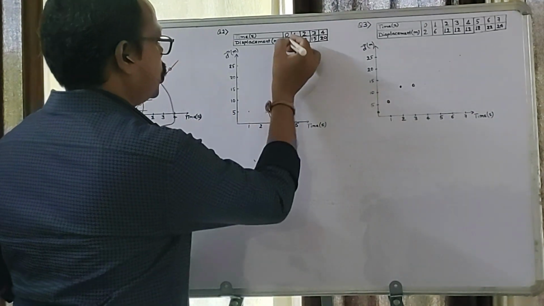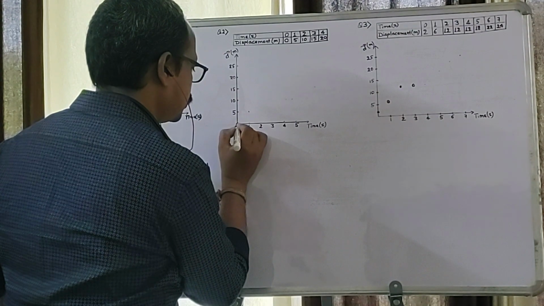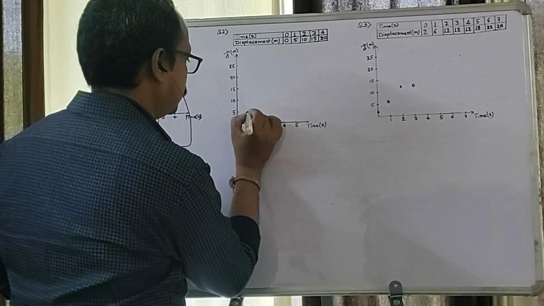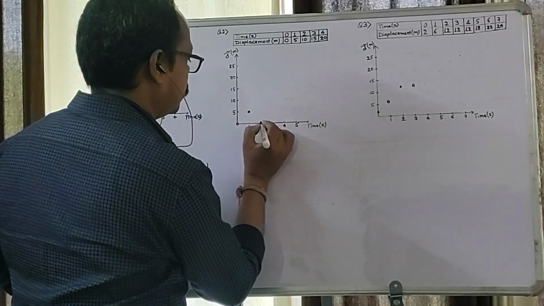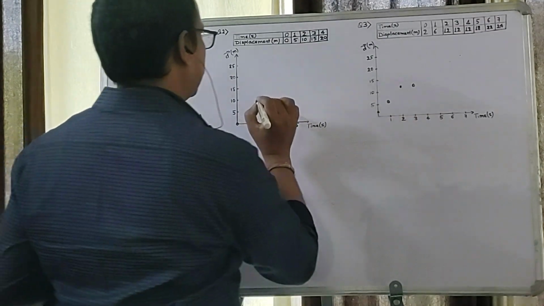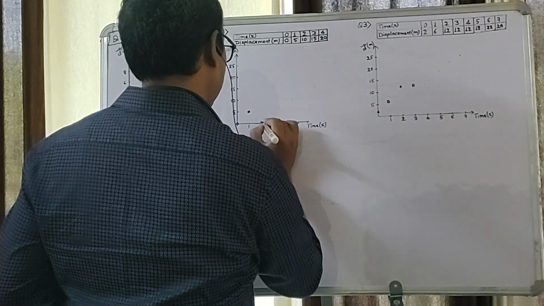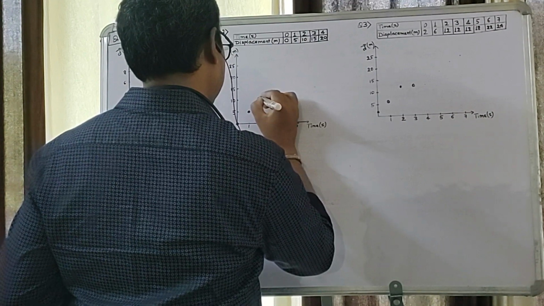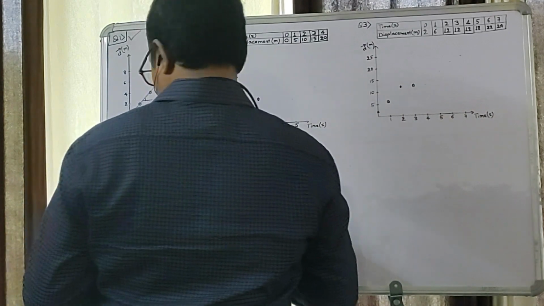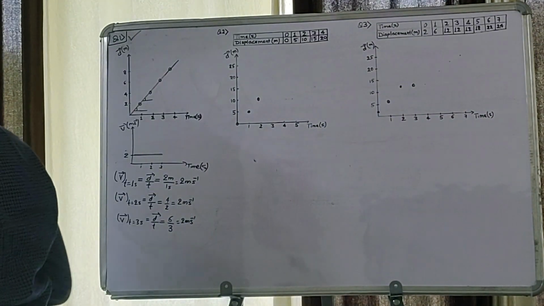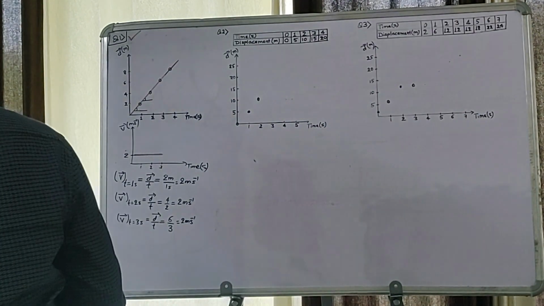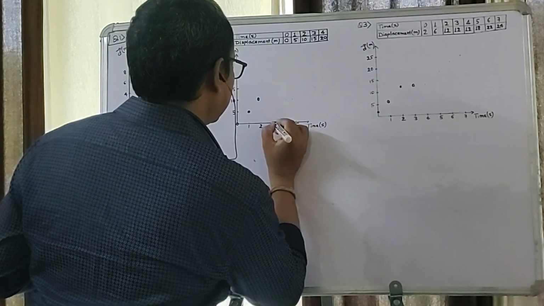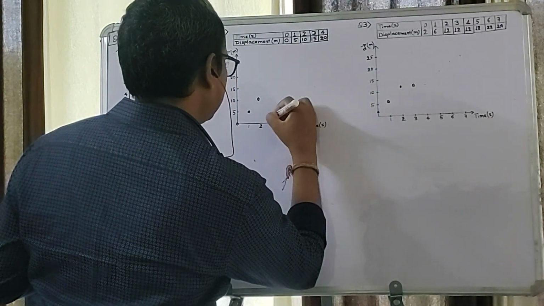So the first point is 0 to 0. The second point is 1 second, 5 meter. The third point is 2 seconds, 10 meter. So let's go and plot these points and see what we are going to get. At the completion of the third second, how much distance is traveled?